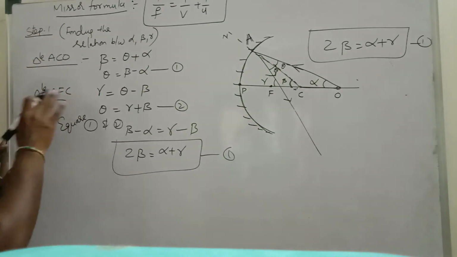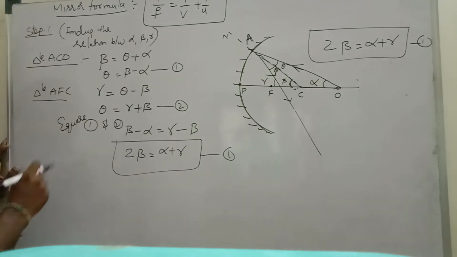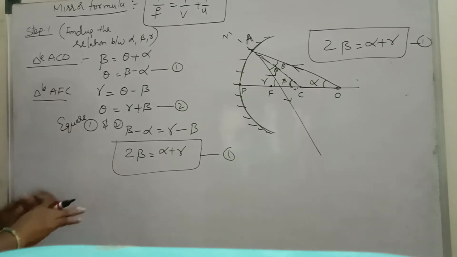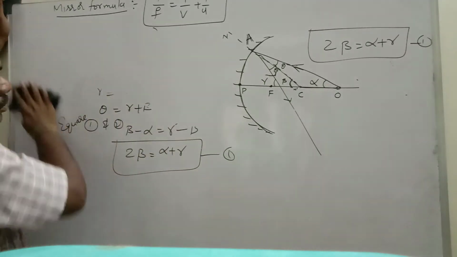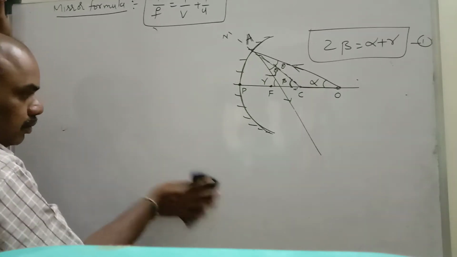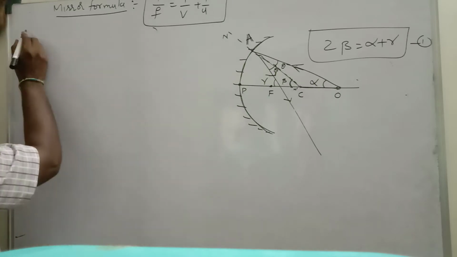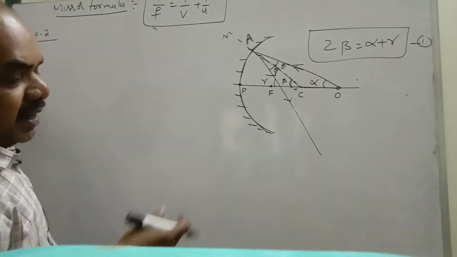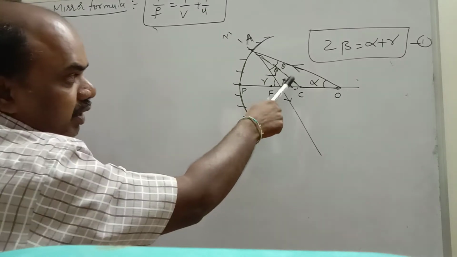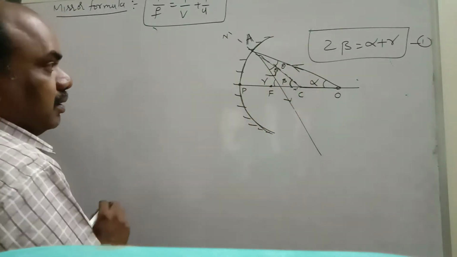Now step 2. I will rub this and write step 2 here, because you cannot see the board below this part. What is step 2? In the first step, we got the relation between alpha, beta, gamma: 2 beta is equal to alpha plus gamma.